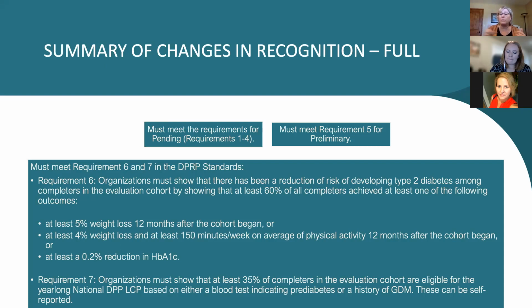So in addition to meeting requirement 6, what I just mentioned, you must meet requirement 7 and show that at least 35% of your completers are eligible based on that blood test or history of gestational diabetes. So this is new. This gives us 3 different ways to maintain our recognition status and some nice variables in there. We're not just locked into that 5% average weight loss overall of our eligible participants. That A1C data collection could be really helpful in the future.